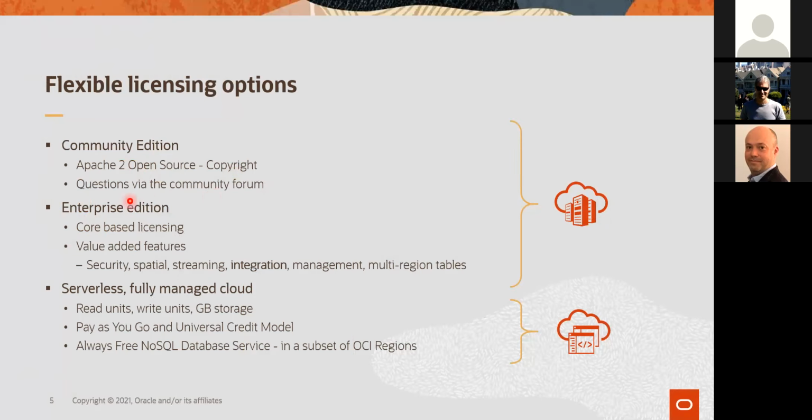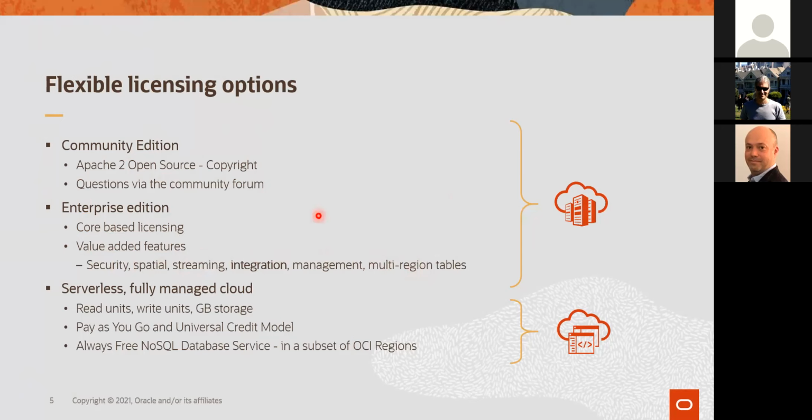We also have an enterprise edition, it's core-based licensing. It is very similar to other open source software vendors. So we call this an open core. Most of the features of the open core are free, so the community edition is open source. And some of the features, for example security, streaming, and multi-region tables, are closed source.